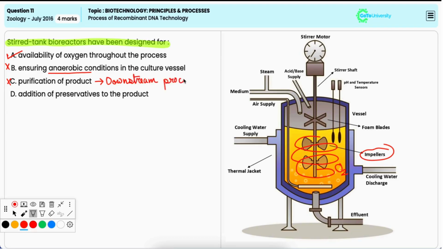It is also incorrect because preservatives, if needed, can be added during the product formulation stage, but not during the culture or the fermentation process, and that is carried on in this stirred tank bioreactor.